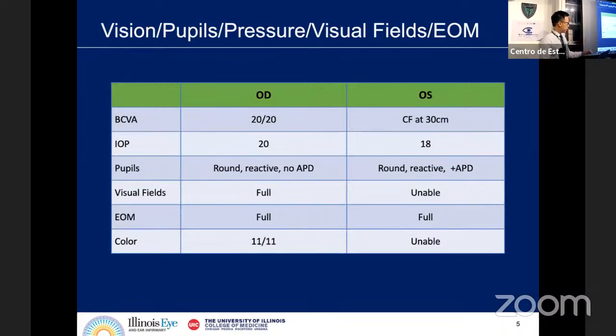His vision in the right eye was very good, 20/20, pressure, everything was normal in the right eye. However, in the left eye, you could see here clearly, his vision was count fingers at 30 centimeters, and he did have an APD. And because of that visual acuity, we weren't able to really obtain a color vision.